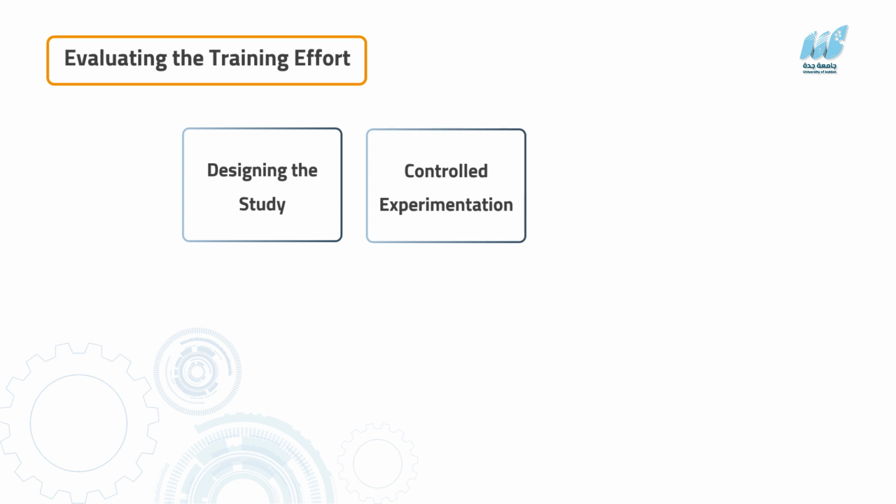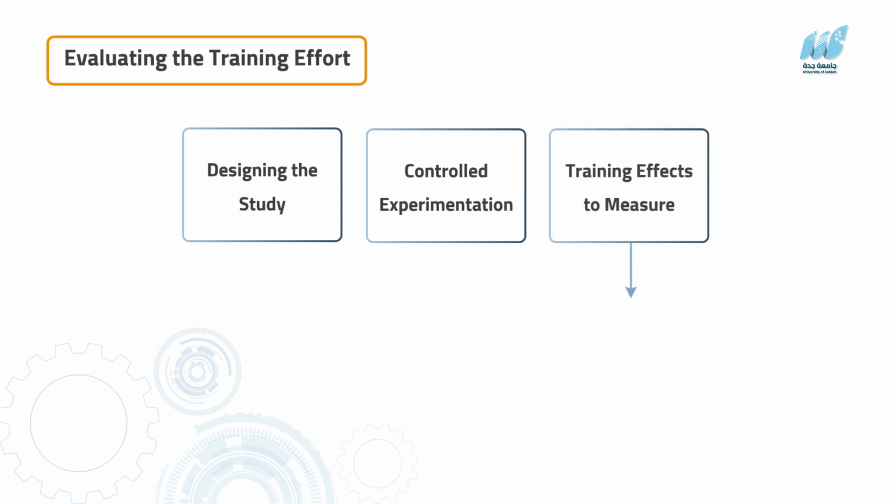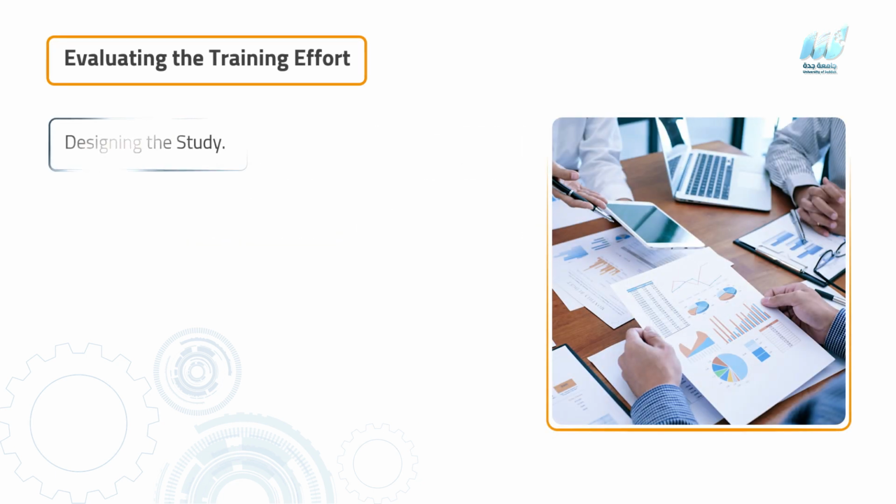Evaluate the training effort. There are two basic issues to address when evaluating training programs. One is the design of the evaluation study and, in particular, whether to use controlled experimentation. The second is, what should we measure? Designing the study. Controlled experimentation. Training effects to measure: 1. Reaction. 2. Learning. 3. Behavior. 4. Results.